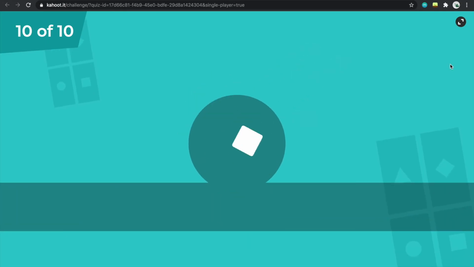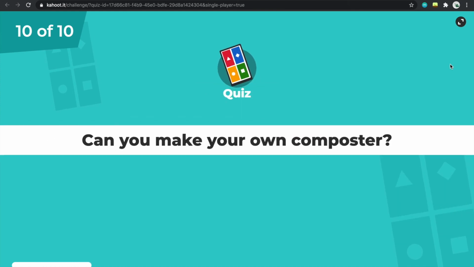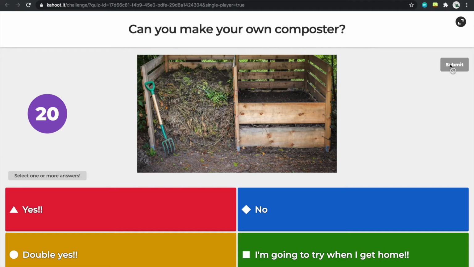The last question is a multi-select question. Can you make your own composter at home? Yes, no, I'm going to try when I get home, and double yes. These are the 3 answers.